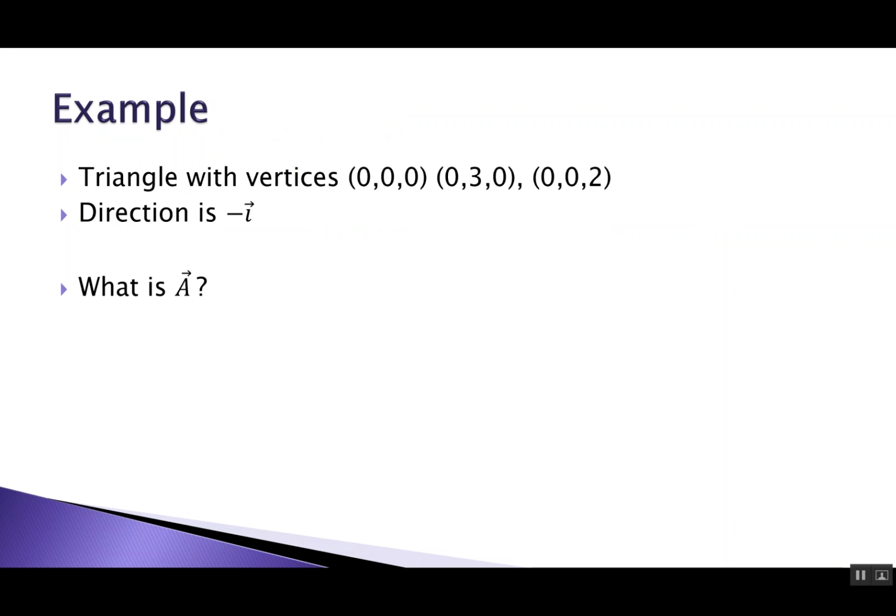Here I have a triangle. We're in 3 coordinates. So here's my X, my Y, and my Z. I'm at the origin. I'm at the point 0, 3, 0. And I'm at the point 0, 0, 2. So this triangle is what I'm looking at right here. All right. And I'm giving you a direction of -I. There's my orientation right there.